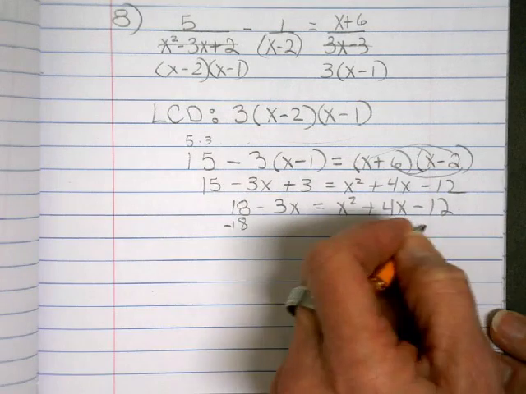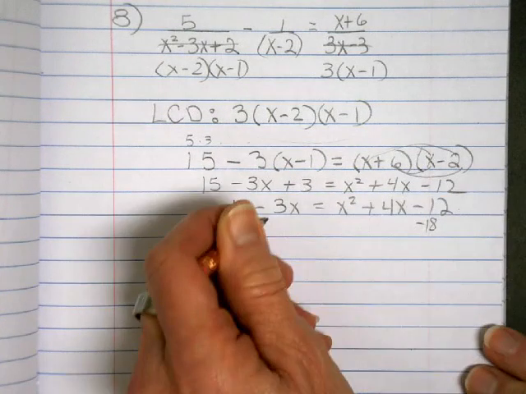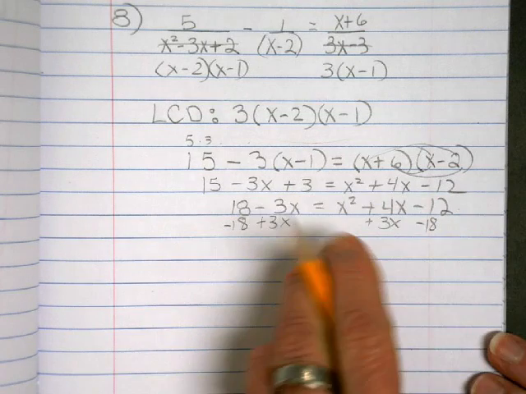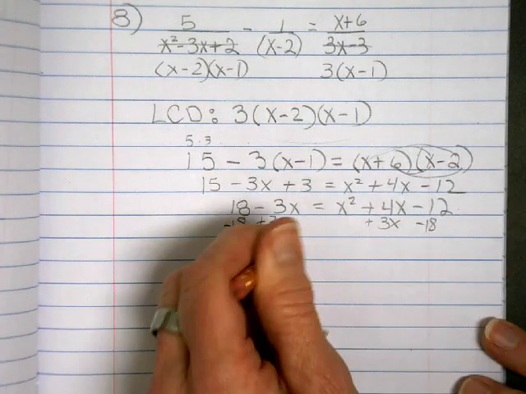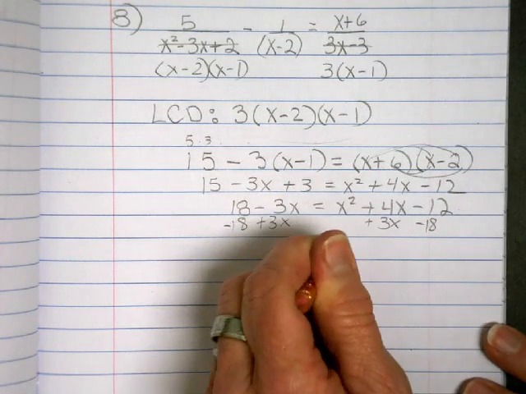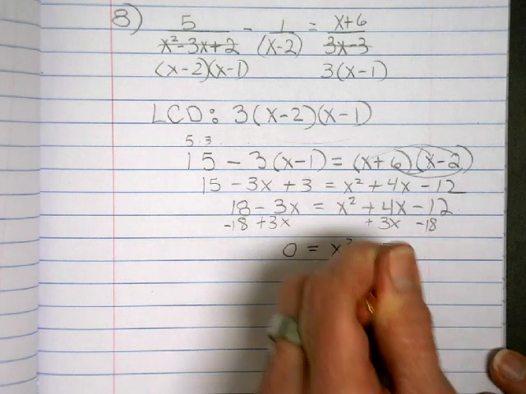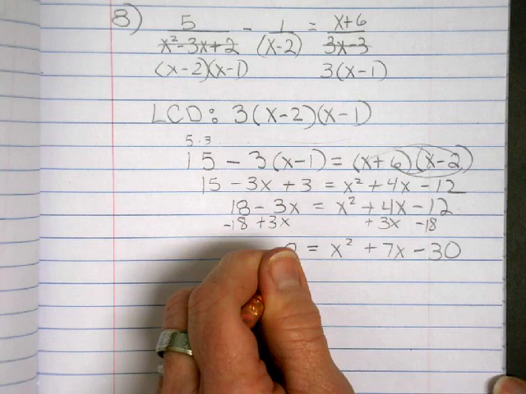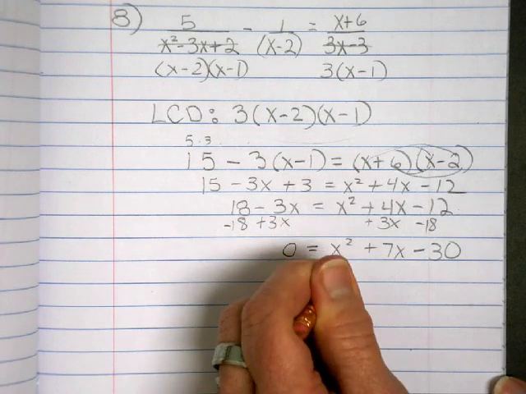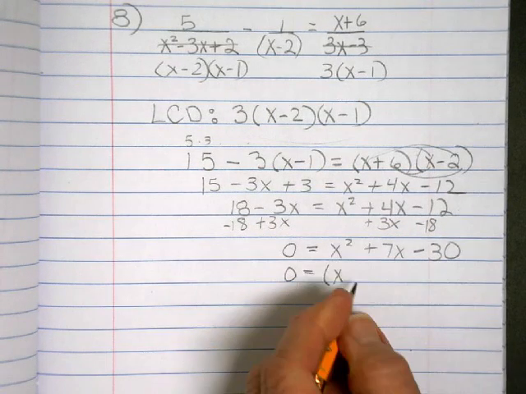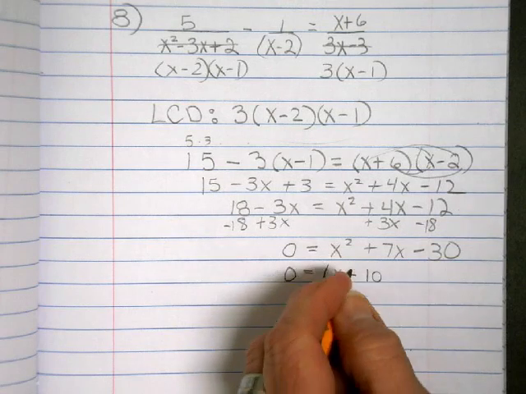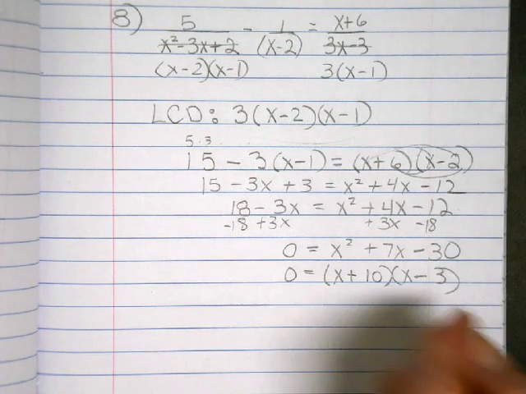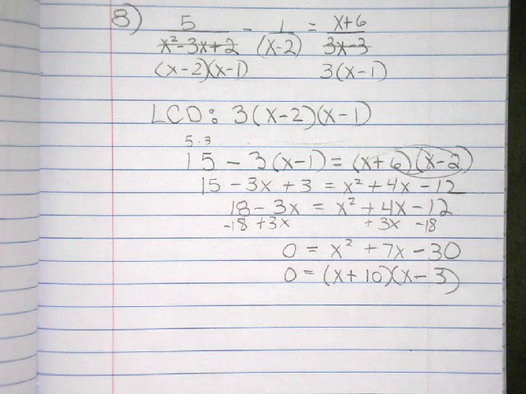Then I can move the 18 by subtracting it. And then add 3x both sides. Because x squared is positive already over here, so I'll just leave it over here. So x squared plus 7x minus 30. So factors of 30 when subtracted give us 7. Right. Oh, it's plus 10 and minus 3. Thank you.